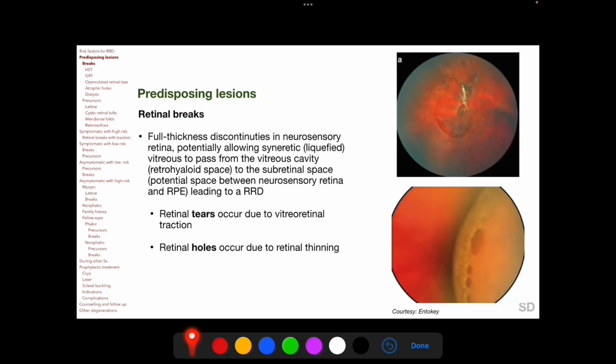Retinal breaks, as seen here in these two photographs, are full thickness discontinuities in the neurosensory retina, which may allow liquefied vitreous to pass into the subretinal space, as we have discussed. Retinal breaks can be retinal tears, which occur due to vitreoretinal traction, as seen here in this color photograph, or retinal holes, which occur due to retinal thinning in the absence of vitreoretinal traction, as seen here in this photograph. These terminologies, retinal breaks and its two types, retinal tears and retinal holes, are important to note.